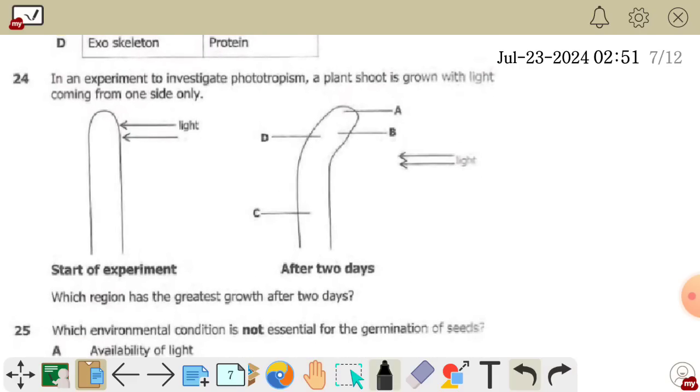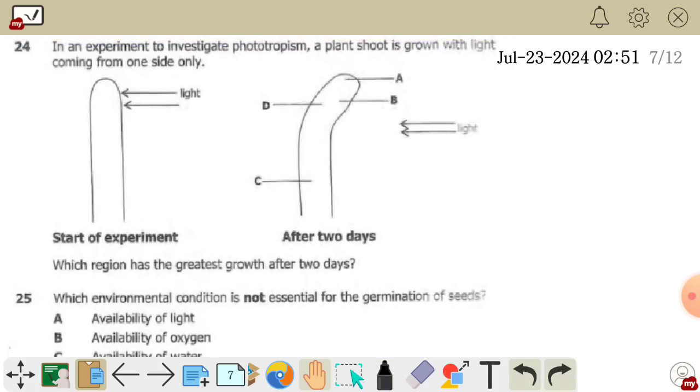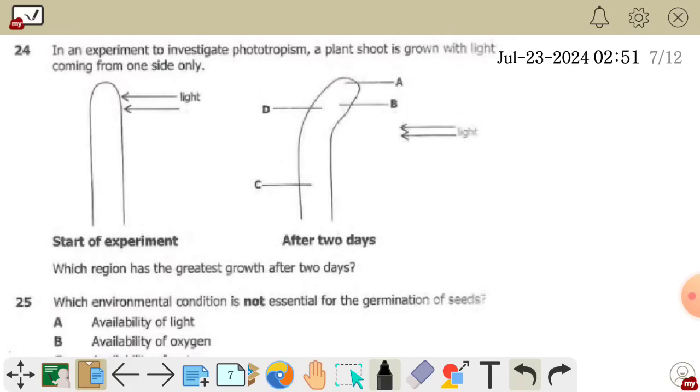Question 24. In an experiment to investigate phototropism, a plant shoot is grown with light coming from one side only. So we have this plant shoot, then we have light coming from one side only. This is at the start of the experiment. After 2 days, we are seeing this plant bending in that direction. So the question continues to say, which region has the greatest growth after 2 days? So the region which has the greatest growth is region D.